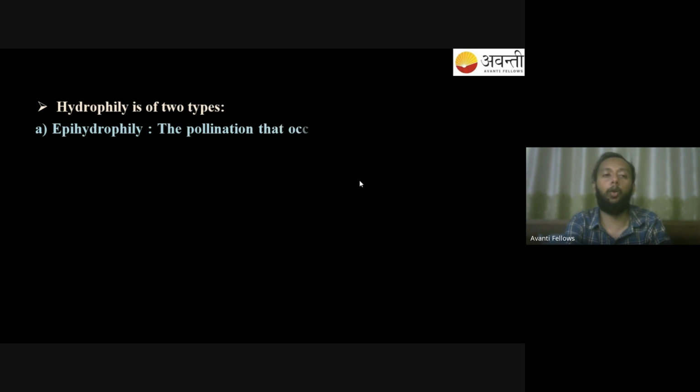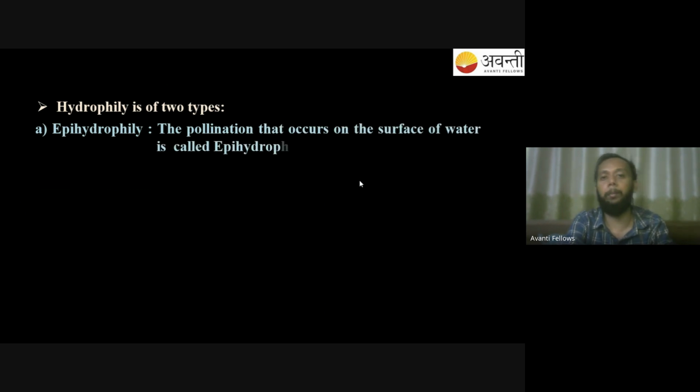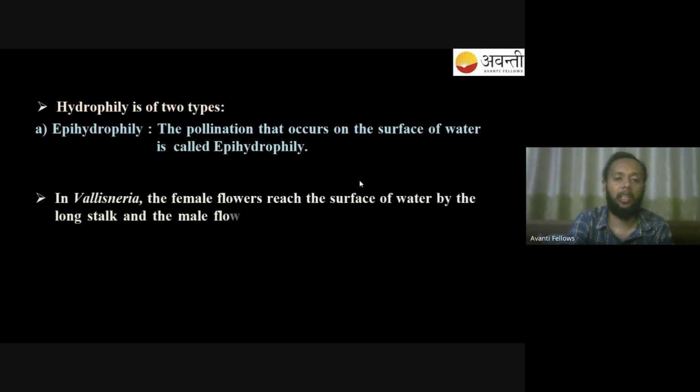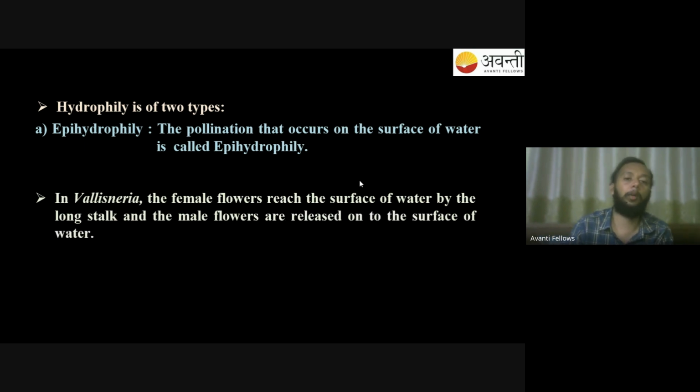Hydrophily is of two types. Epihydrophily means the pollination will happen on the surface of the water, and the example here is Vallisneria. So Vallisneria is a very good example of a flower which shows epihydrophily. Now let me show you how this is going to look. So let me show you the story of epihydrophily.